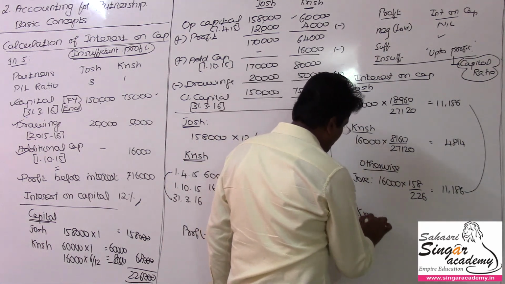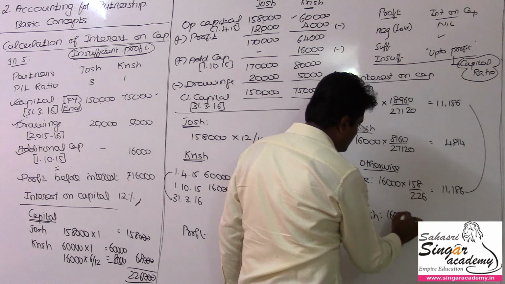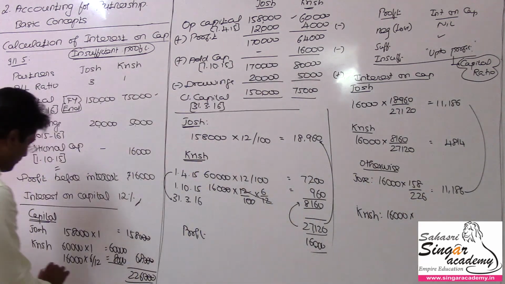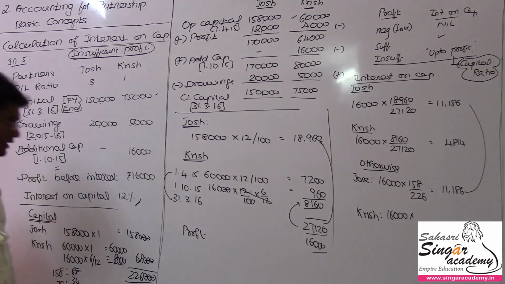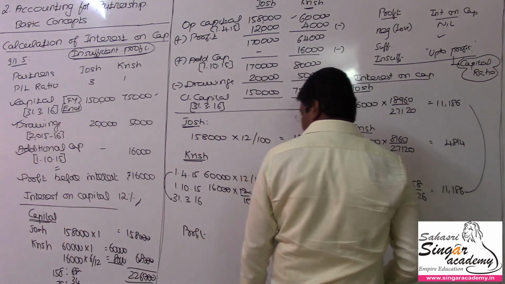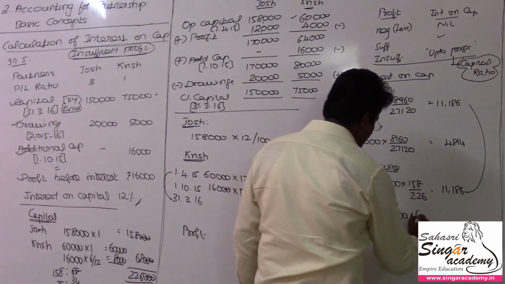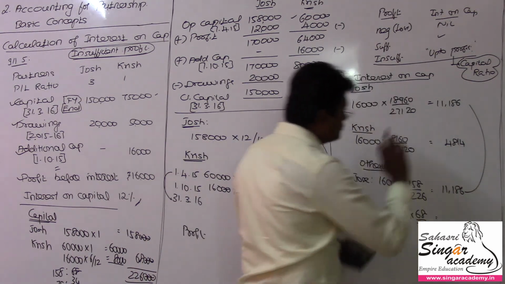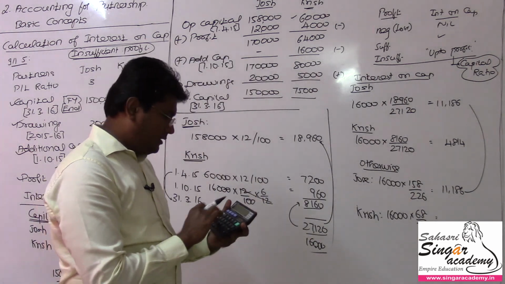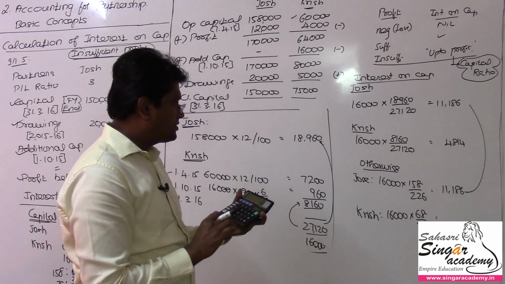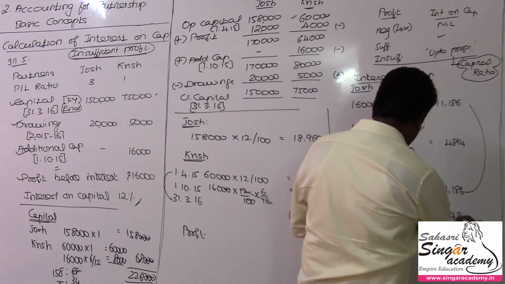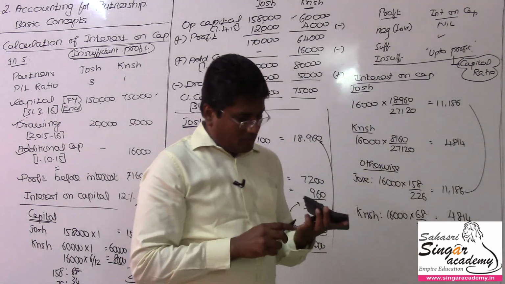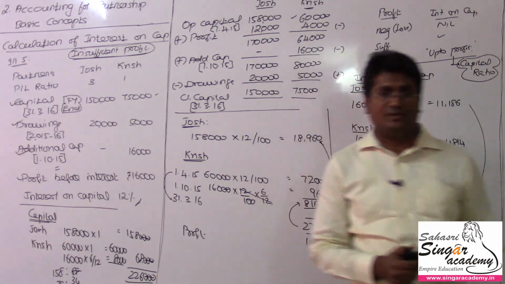Now Krish. For Krish, the overall profit of 16,000 is distributed in the ratio of their capital. So 158 is to 68, or you can still simplify that by 2, 79 is to 34, that's the ratio. I am anyhow going to calculate using the calculator. I will take the full value here. So 68 divided by 226, the final value should definitely be 4,814. Let me verify with the calculator too. So 16,000 into 68 divided by 226, I get 4,814. Get the same answer. So both ways you can calculate if the profit is insufficient, right?